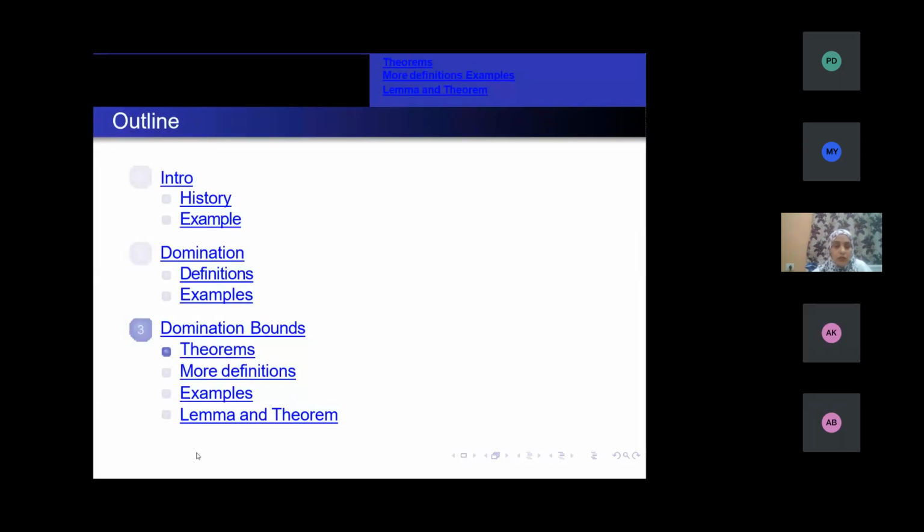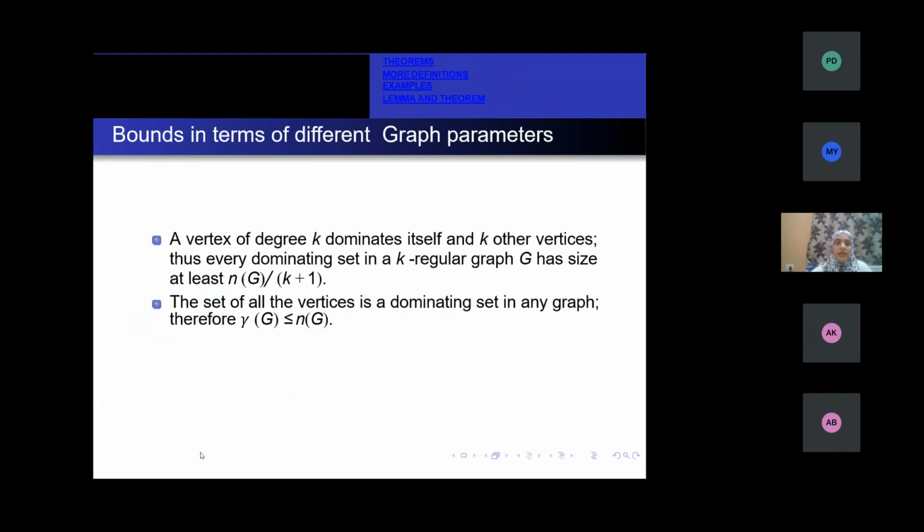Theorem, next part of the slides, domination bounds. Whereas we have bounds in terms of different graph parameters, here we have many graph parameters. We have bounds like upper bound and lower bound. In some research papers we see upper bound, and in some research papers we see lower bound. So here the set of all vertices is a dominating set in any graph. Therefore gamma of G is less than or equal to n of G. This is the upper bound.